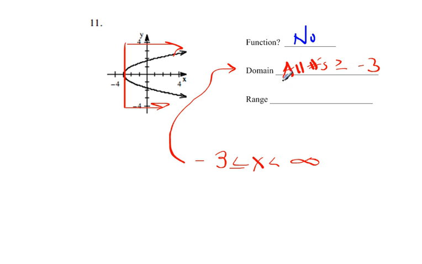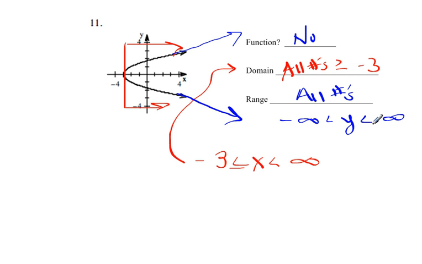Okay, I'll keep showing you both answers. The range, up and down, goes up forever, goes down forever, so it's all numbers, or -infinity to infinity. Range is y, like that, one of these two answers.